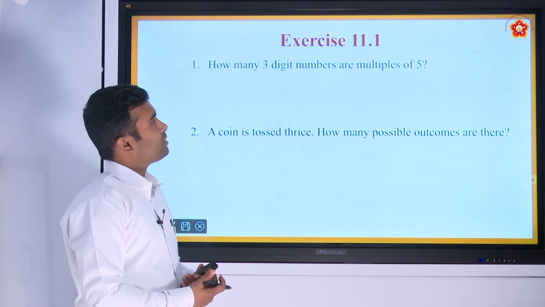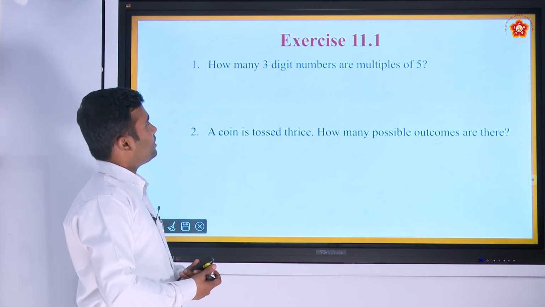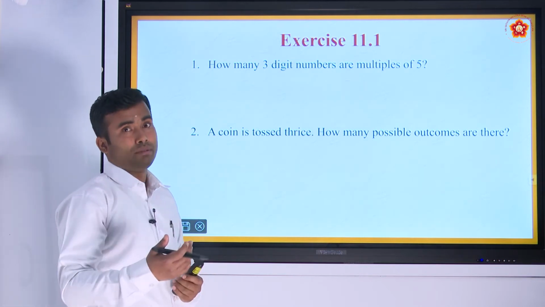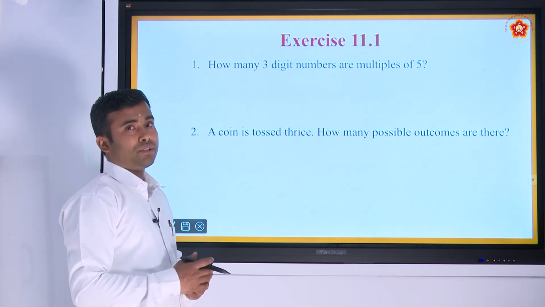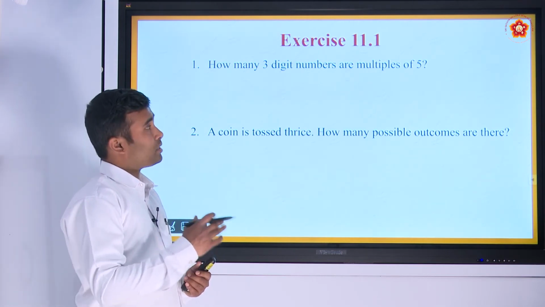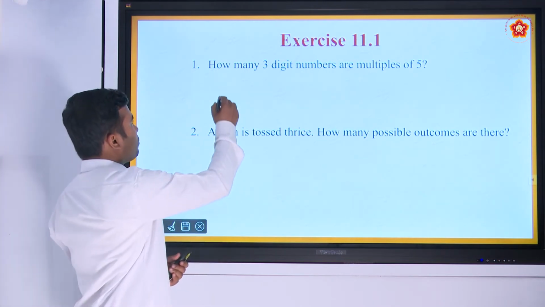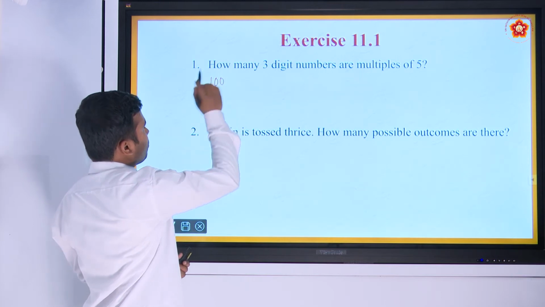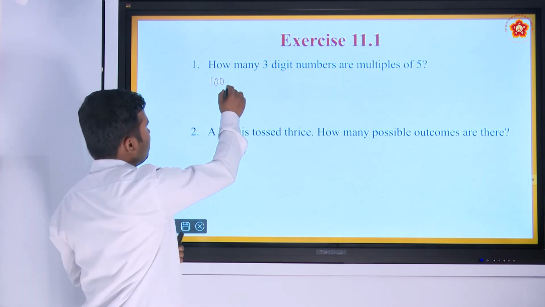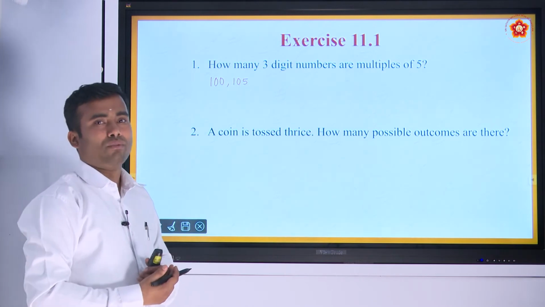So exercise 11.1. The problem here is: how many 3-digit numbers are possible that are multiples of 5? Understand the question. So we need 3-digit numbers which are multiples of 5. 100 is a multiple of 5. Another one, 105, which is also a multiple of 5.